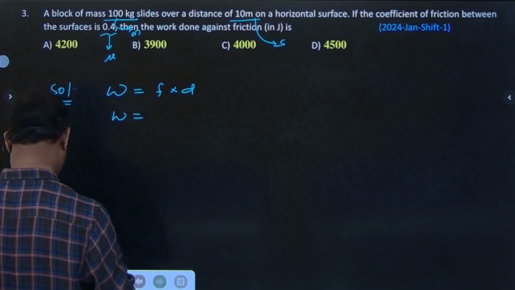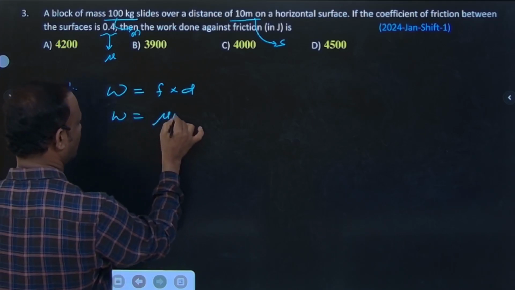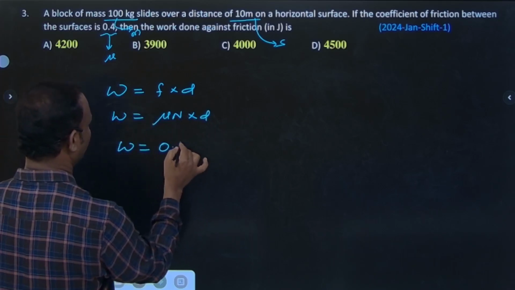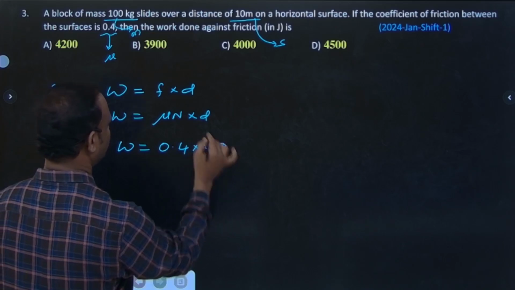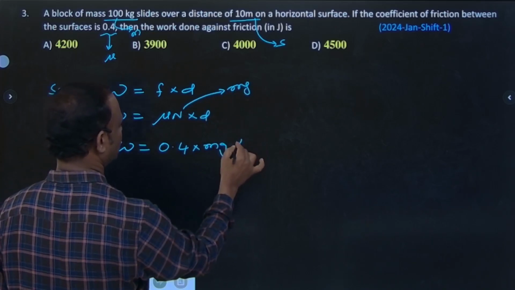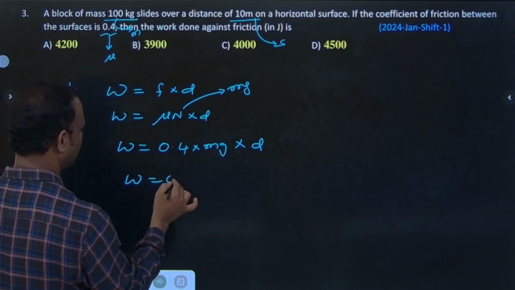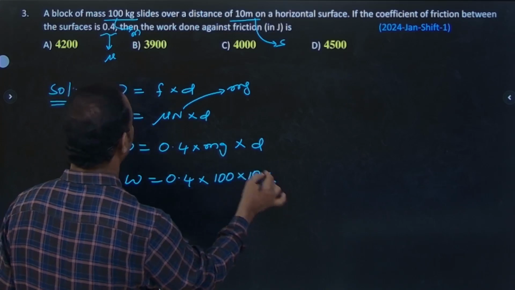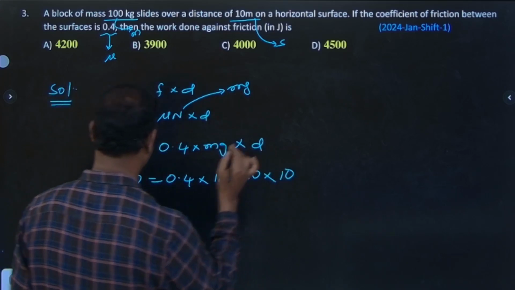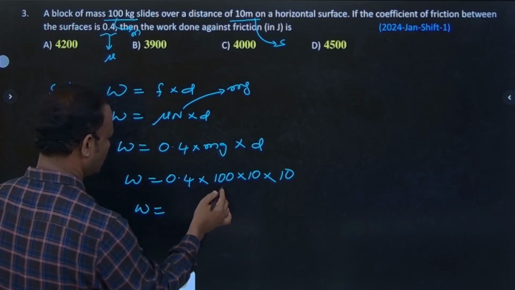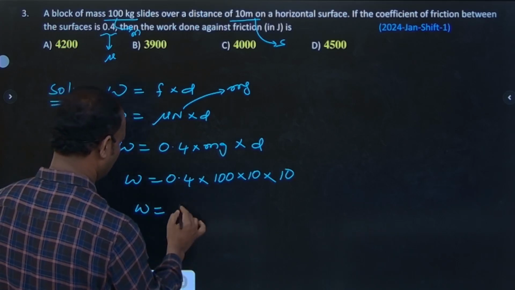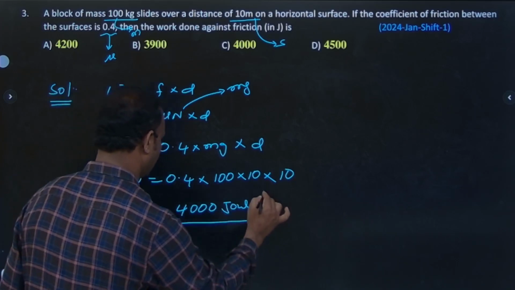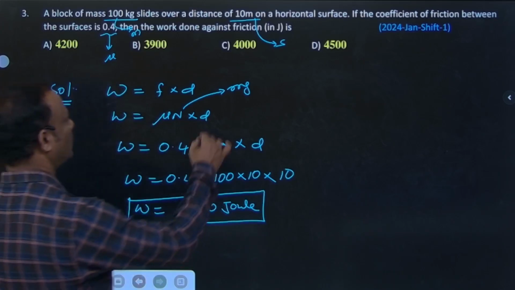So frictional force is mu into N, into D. W is equal to mu, which is given as 0.4. N is mg. So mg into the distance D. W is equal to 0.4, its mass is 100, g is 10, into D. The distance traveled is 10. So the work done W is 4000 joule. So option C is correct.